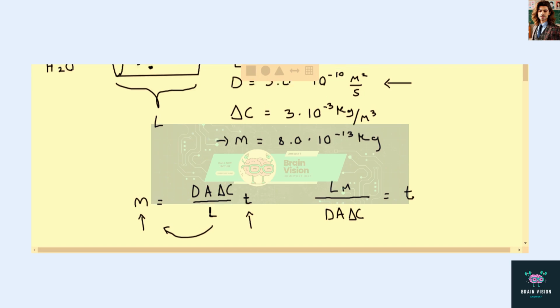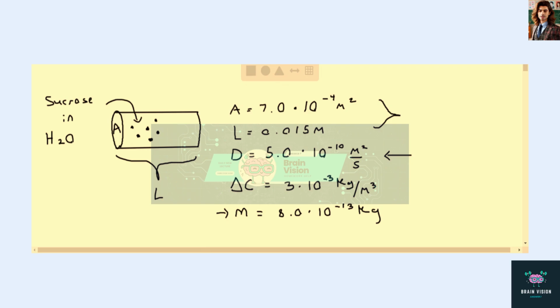So there you have it. We just determined that it takes 11.4 seconds to transfer a certain mass of sucrose from one end of this cylinder to the other, given that we know the geometry of that cylinder, and also given that we know the concentration difference of the sucrose in the water from one side of the cylinder to the other.